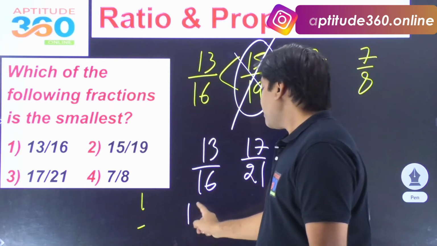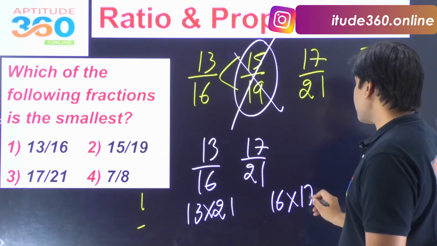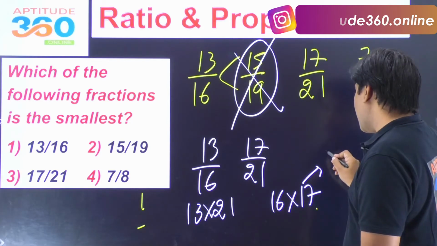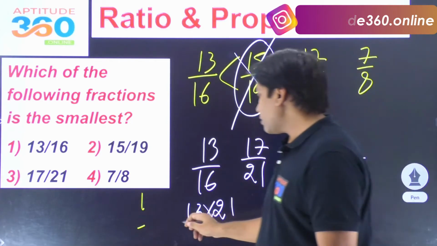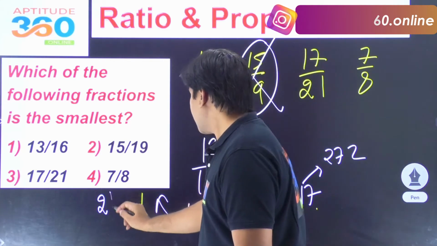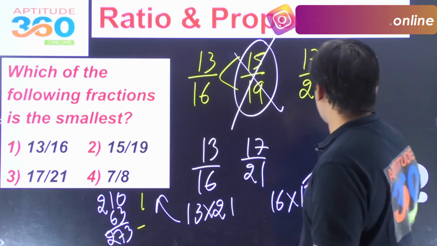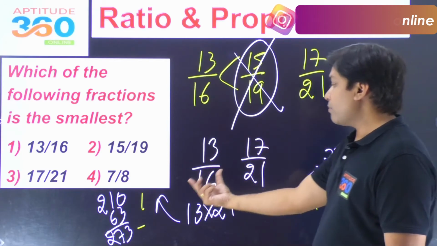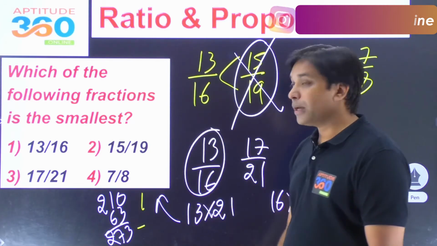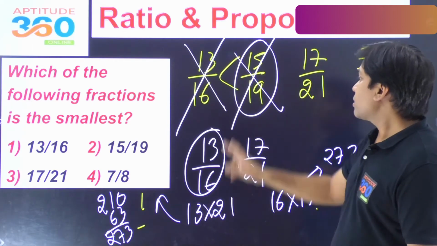So what are my values? 13 into 21 and then 16 into 17. So 16 into 17 is what? 256 plus 16, this is 272, and what is this value? So this value is coming out as what? 210 plus 63. So this value comes out as 273. So they are very close. This value comes out as 273, this value comes out as 272. Obviously this will have to be bigger and this one is the smaller. So जो बड़ा है वो हमारे को नहीं चाहिए, तो यहाँ पे ये गया.